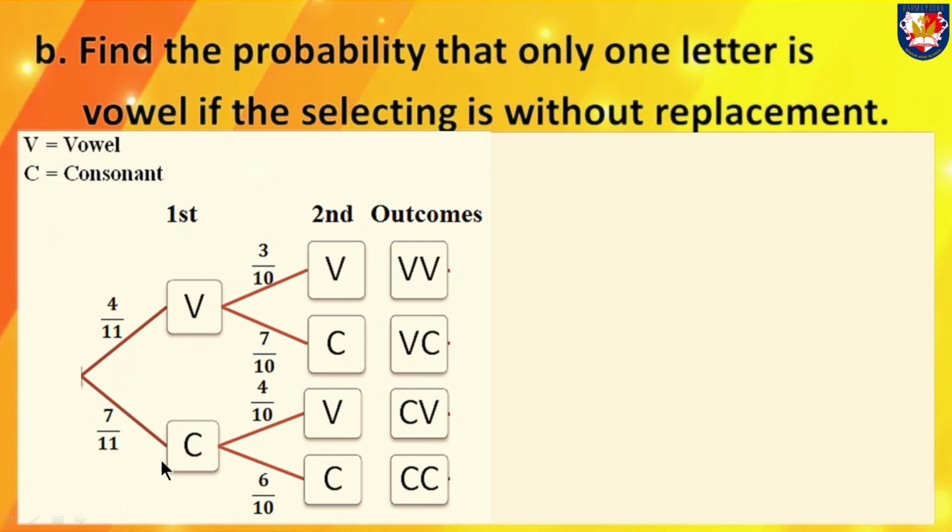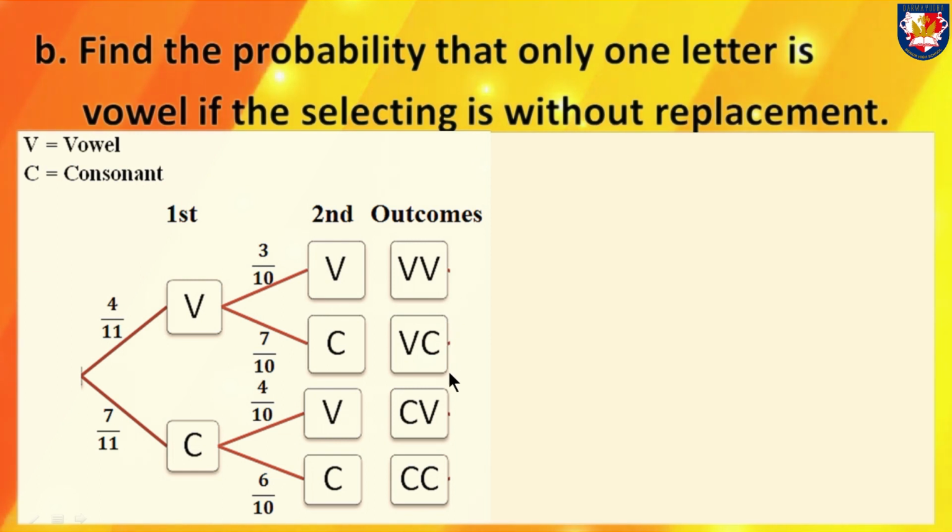If we get a consonant as the first letter selected, the probability of a vowel at the second selecting is 4 per 10. Still 4, because we got a consonant at the first, so 4 per 10. And for a consonant it is 6 per 10, because we got a consonant here, we do not return it or replace it, so the remaining consonants are 6 per 10.